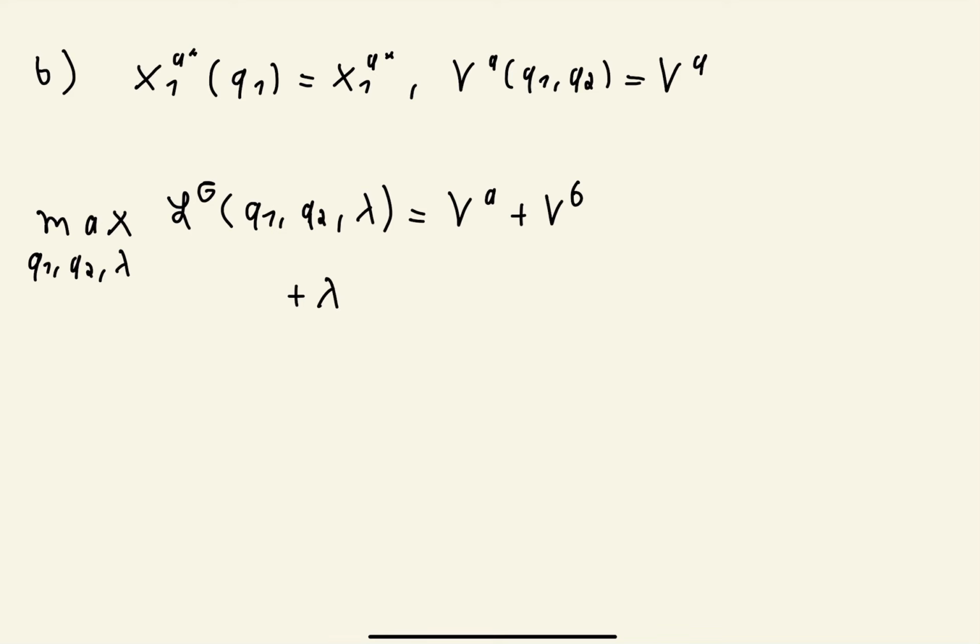We add lambda times the tax revenue due to good 1, which is the post-tax price of good 1 minus the price of good 1, which is 1, times the amount of good 1 which is consumed in this economy. So this is X1A star plus X1B star. This here is the total demand of good 1. This here is the tax on good 1. So the whole thing is the tax revenue due to good 1.